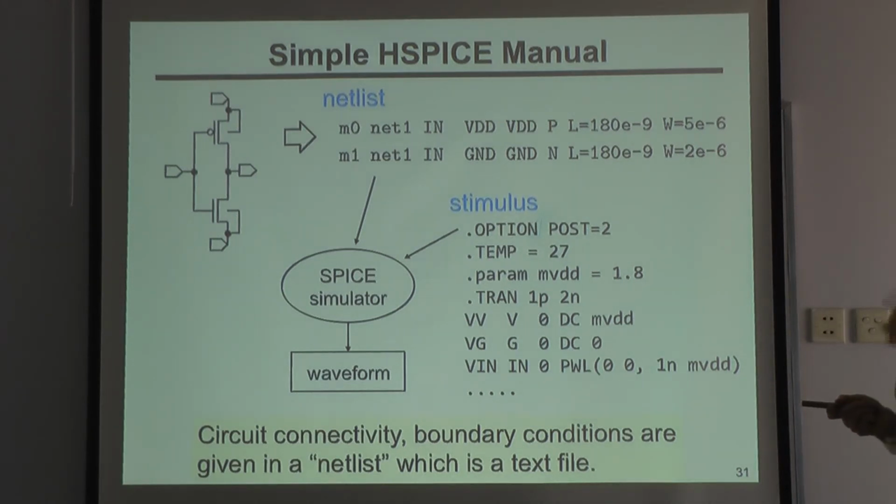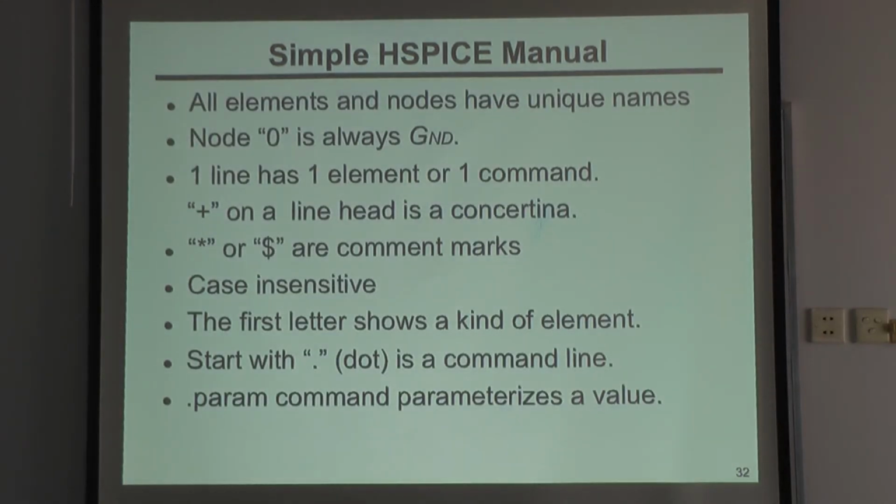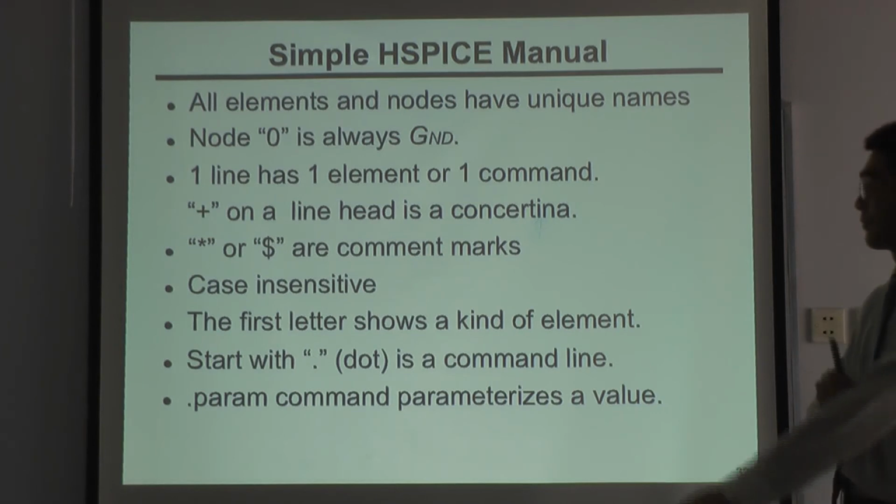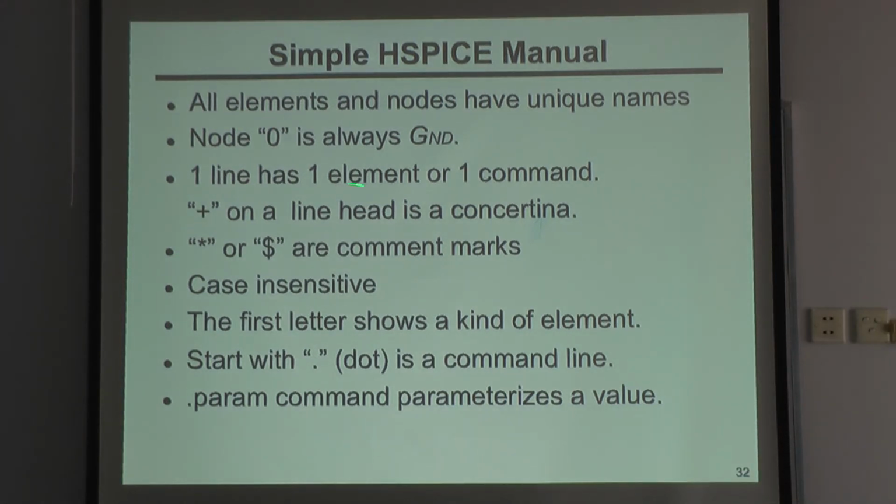In this netlist, the circuit itself and the boundary conditions should be written in different files, because this is the circuit and this is the boundary conditions. In SPICE, all elements and nodes have unique names, and node 0 is always ground. One line has one element or one command, and a plus at the left edge means a continuation from the previous line.